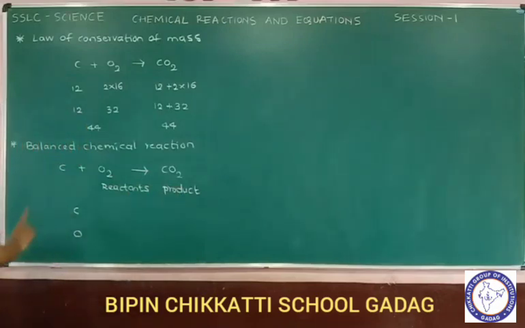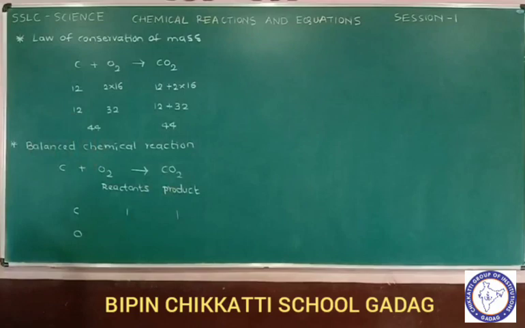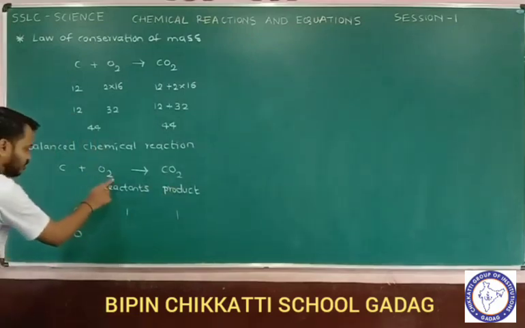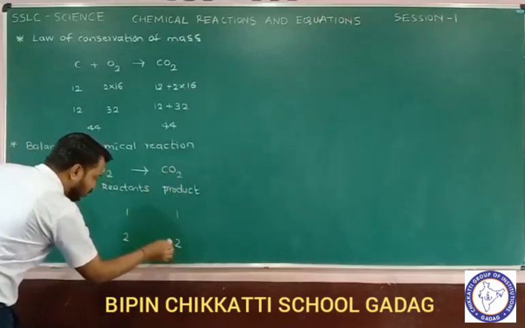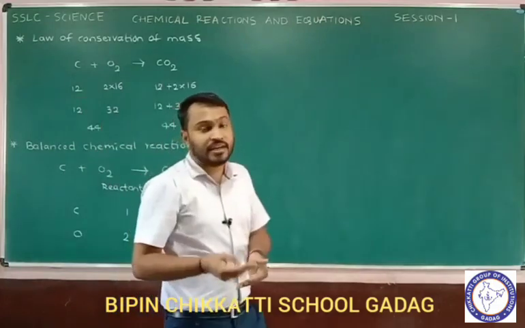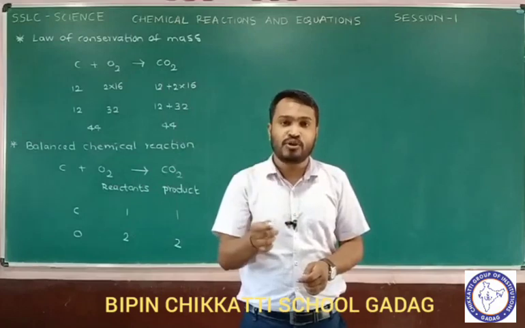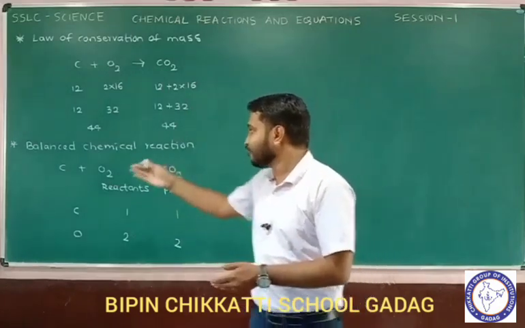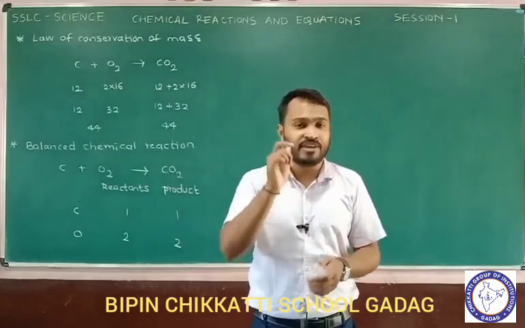Now what about carbon? The number of atoms of carbon in the reactants is 1. What about the product? We have 1 carbon. So carbon is balanced already. What about oxygen? We have 2 here and 2 here. So the number of atoms of carbon and of oxygen are the same in the reactants as well as the products. Therefore, we call it a balanced chemical equation.